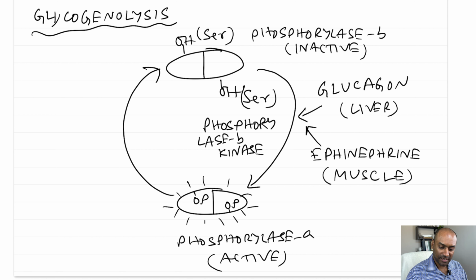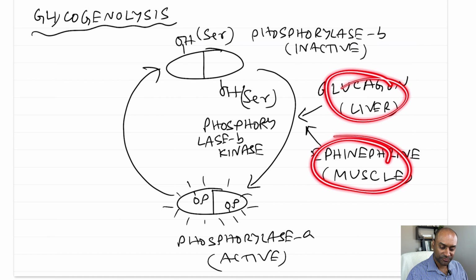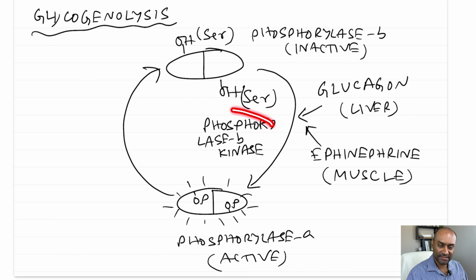Hormones glucagon and epinephrine will trigger the phosphorylase b kinase activity. So once the phosphorylase b kinase is active, then it will add the Pi groups on glycogen phosphorylase, right? So that's what it will do.